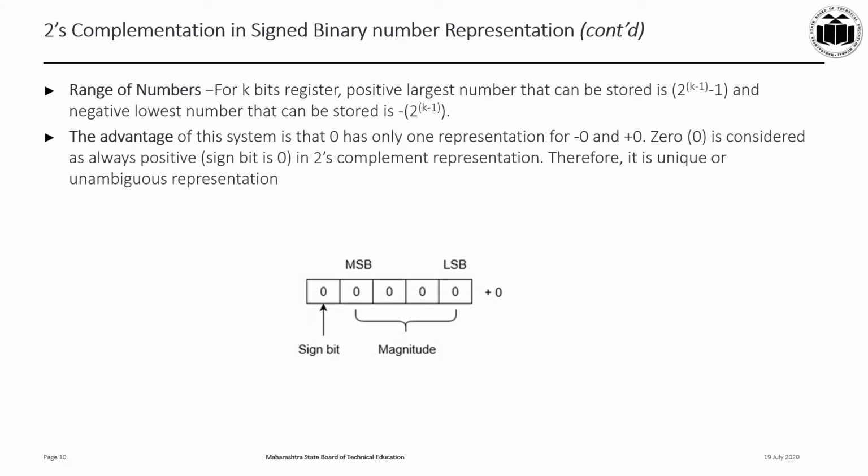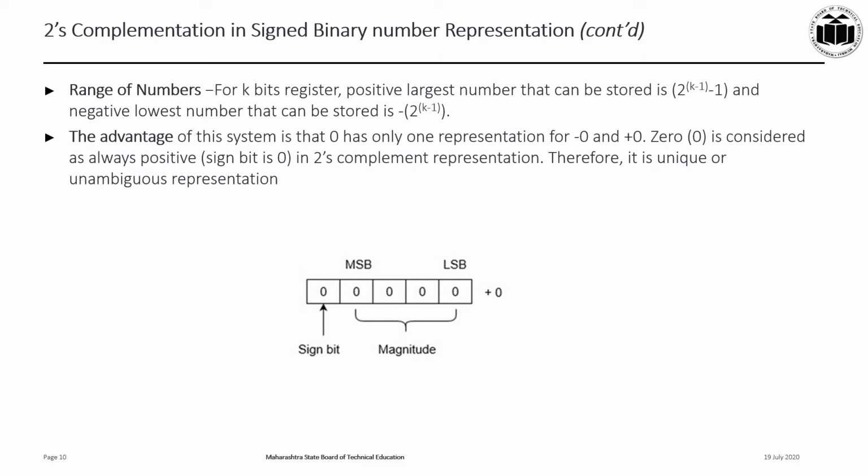So what is the range of the numbers that is covered? Say for a k-bit register, the positive largest number that can be stored will be 2 to the power k minus 1. And the negative lowest number that can be stored will be minus 2 to the power k minus 1. So if we have a 4-bit register, the positive largest number that can be stored will be 7. And the negative lowest number that can be stored will be minus 8.